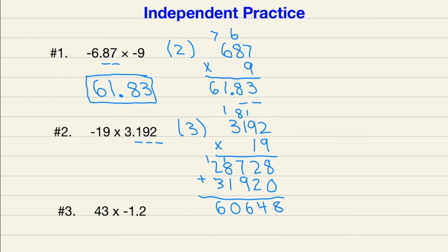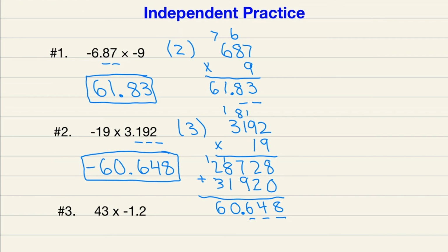There are 3 numbers behind our decimal point because we have a 3 in parentheses. So 1, 2, 3, decimal point in front of those. And I know my final answer is going to be negative because our original numbers had different signs. So negative 60 and 648 thousandths for number 2. So hopefully you're 2 for 2. That was definitely a challenging one. So if you got that, very, very nice job. And now we got one more.